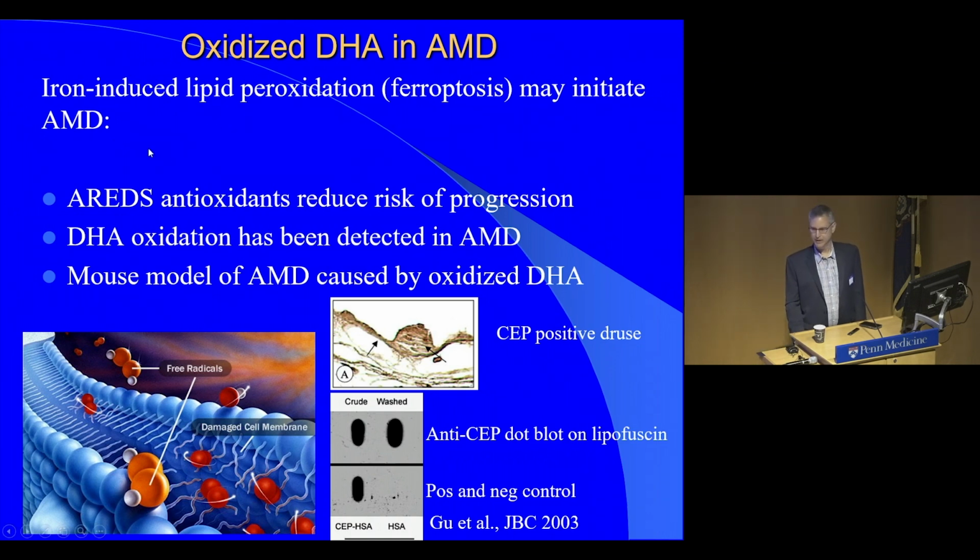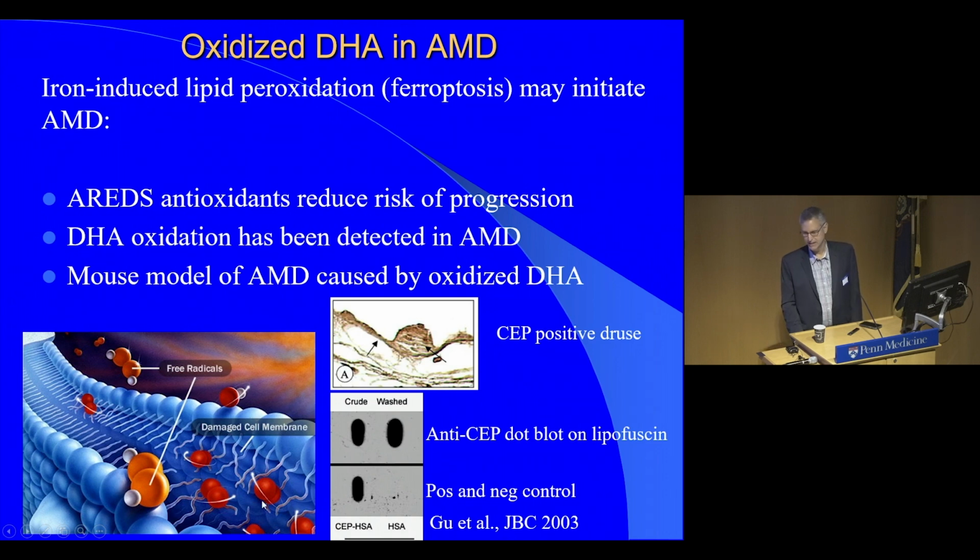Okay, and iron-induced lipid peroxidation, which is now called ferroptosis, a trendy name for a form of cell death that involves, well, exactly this process, may initiate AMD. So the evidence for that is that we've known for a long time from the Age-Related Eye Disease Study that antioxidants reduce the risk of progression of AMD. Also, Joe Hollyfield has shown that DHA oxidation is present in postmortem AMD retinas. And also he showed in a mouse model that oxidized DHA could simulate features of AMD.